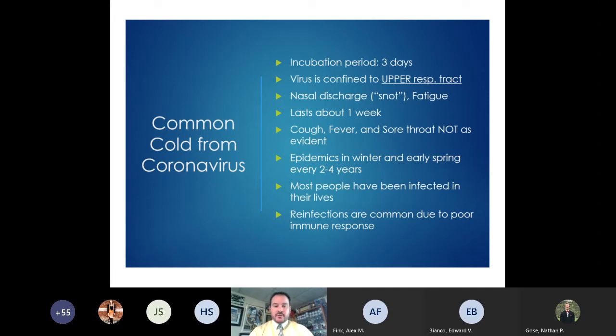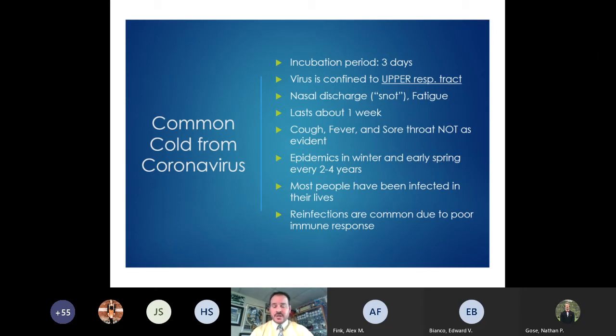Most of us, again, have been infected with this, and reinfections are common because generally the immune response to these common cold coronaviruses is not all that strong. So reinfection is possible. Again, this brings up lots of questions with the new coronavirus. How's the immune response going to be? Can we get reinfected? Once we're infected once, are we susceptible again? Again, the reality is we just don't know.